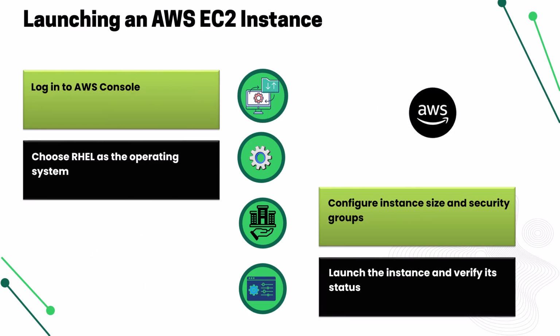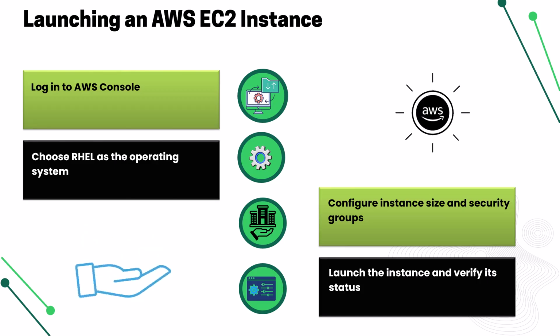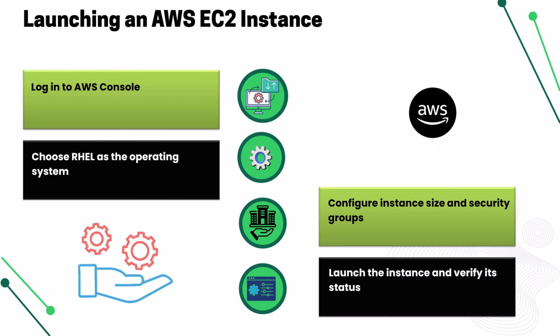Time to launch an EC2 instance. First, log into AWS Console, your control center. Pick RHEL, tweak the instance size, set security measures, and hit launch. It's like planting a tree in the cloud. Give it a moment and it's ready.